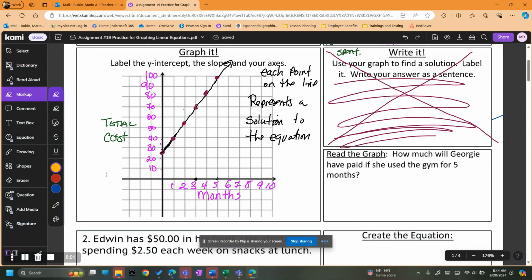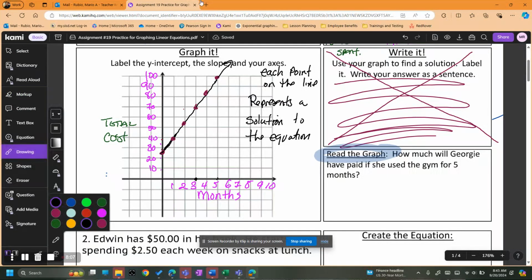Let's take a look at this question. I do want you guys to answer these questions. So read the graph. How much will Georgie have paid if she used the gym for 5 months? Well, we already said that. At 5, it's going to be 100. So we can get it from the graph right away.